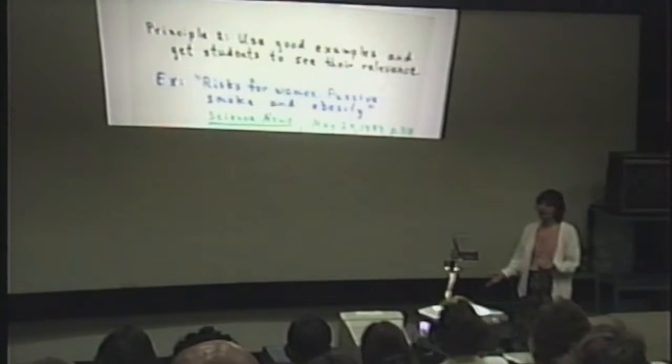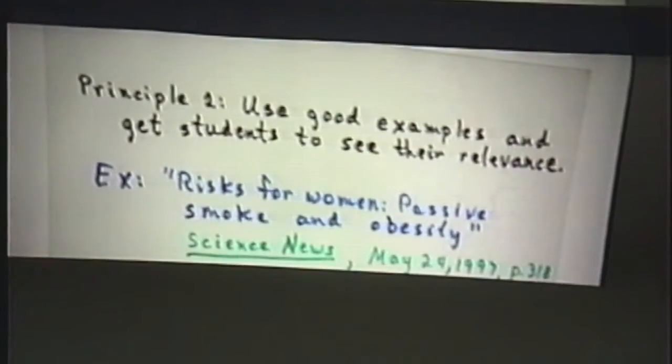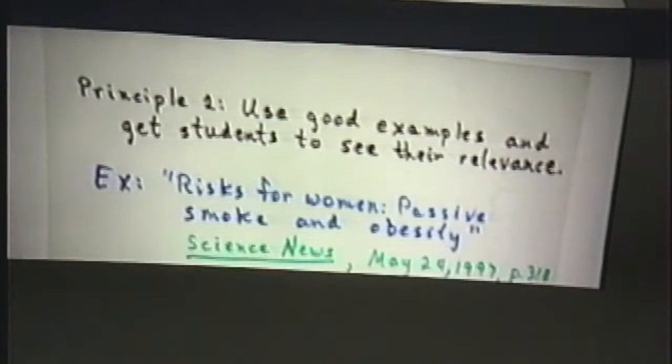And this was: use good examples and get students to see their relevance. Now, again, what determines a good example is, I think, based on your audience. And in this case, I happened to choose the one you chose earlier, which is Risks for Women, Passive Smoke and Obesity, the title of the article. And I'm particularly going to look at the passive smoke part. This was an article in Science News about a year ago.